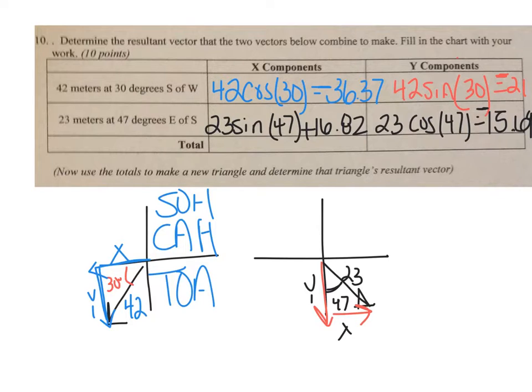So your next step is going to be to add up your two columns. So you have the negative 36.37 plus a positive 16.82 is going to give you a negative 19.85. And then when you add up your other column, both those are negatives, so it's going to give you negative 36.69. All right. I'm going to erase some of this to make some room.